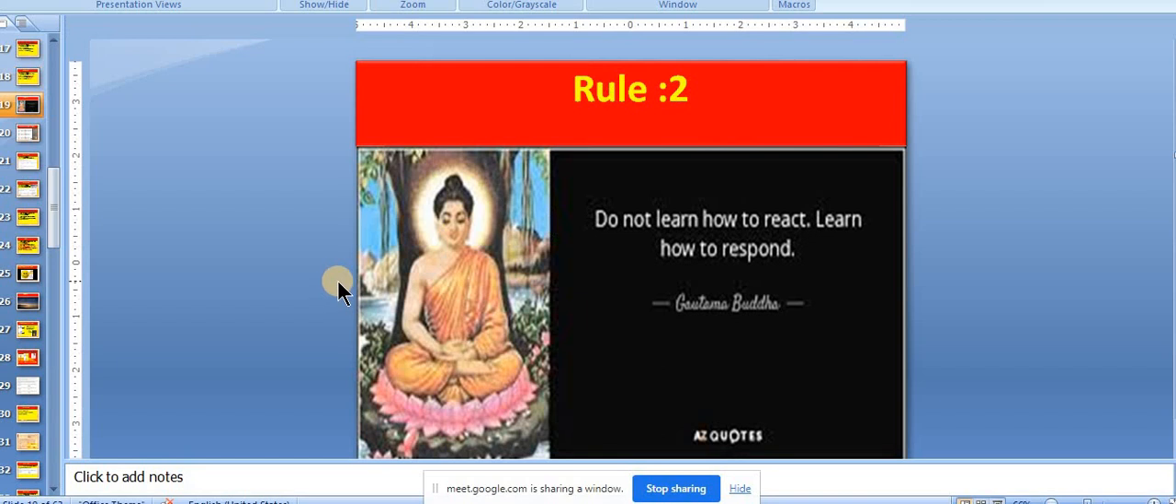talk of second rule. So first rule we have understood. Second rule is Do not learn how to react. Learn how to respond. So when we are talking with your parents, with your friends, with your teachers, you need to learn how to respond, not to react. Okay. So this sensibility we should have.